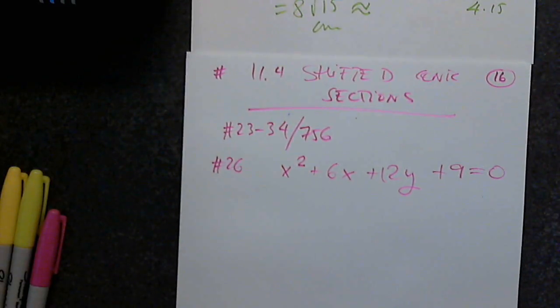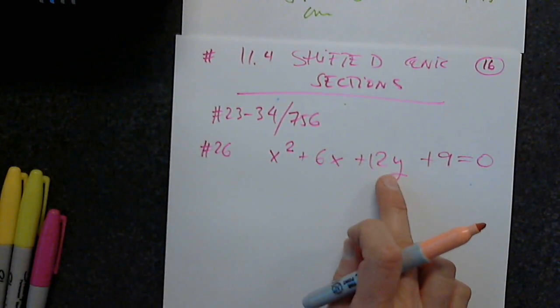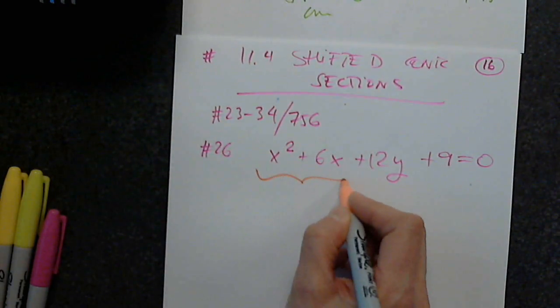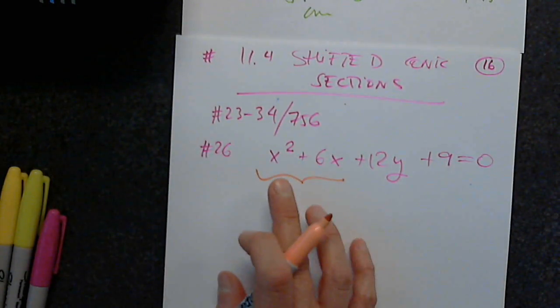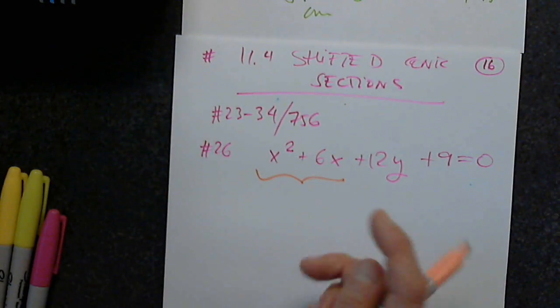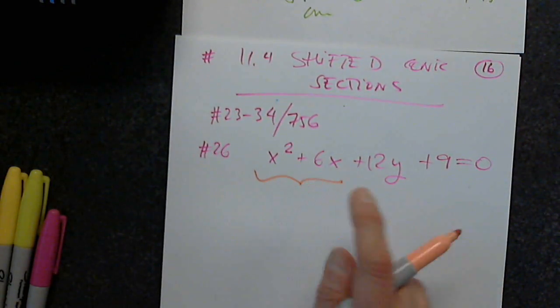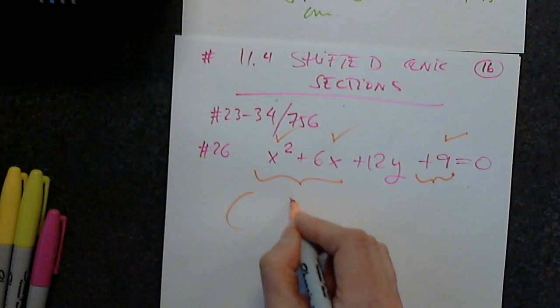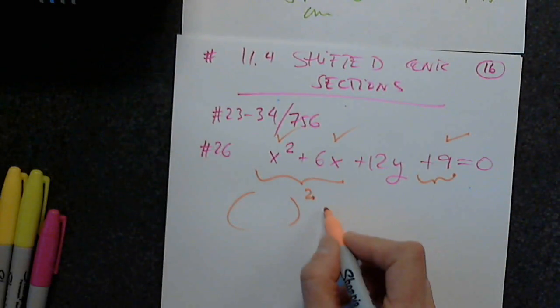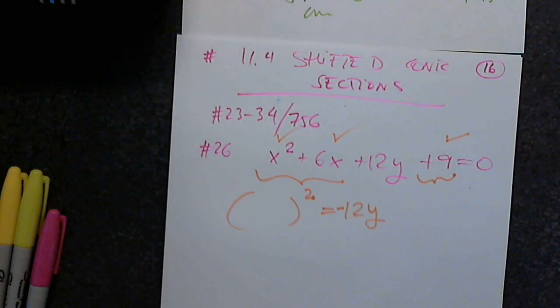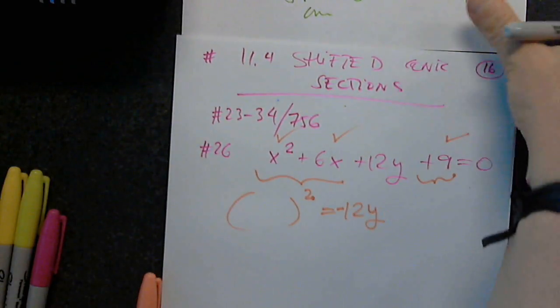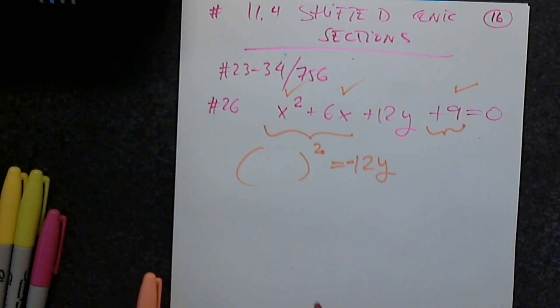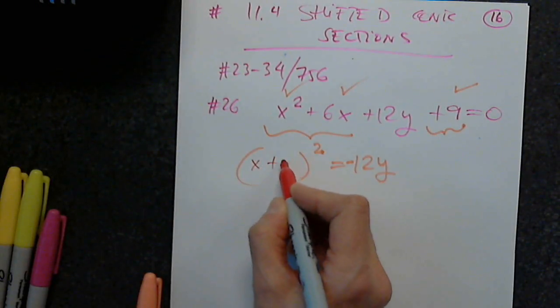Okay, very good. So there is no square that I have to complete for y. But there is a square that I have to complete for x squared and 6x. So the middle coefficient is 6. I divide it by 2. I square it, and here it is. So these three are here. And then I move 12y to the other side. So what is inside? That's it.